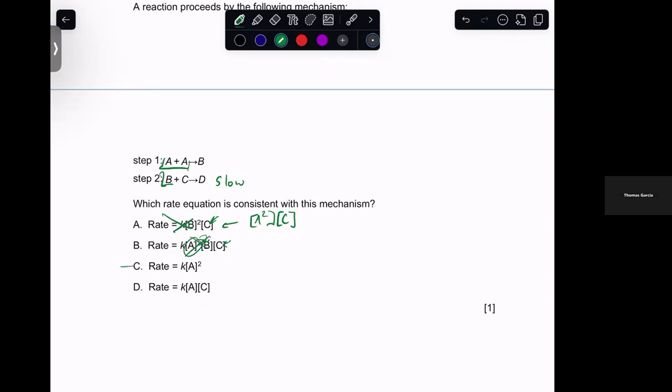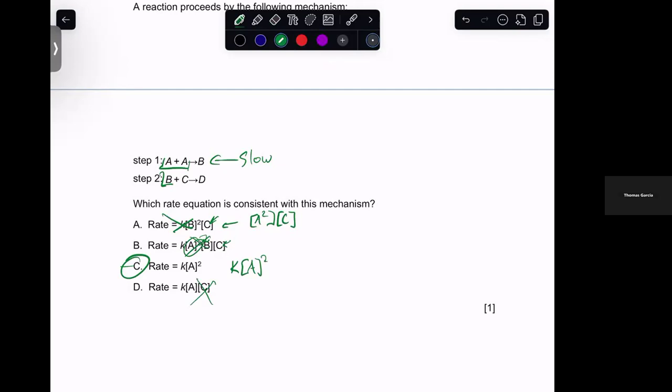All right, C. A squared. This one is saying we don't have B and we don't have C. Therefore, this is our slow reaction, and if that is our slow reaction, it would be A squared. Yeah, I'm down with C. C's got to be right. And lastly, D, K A C. No, can't be true.